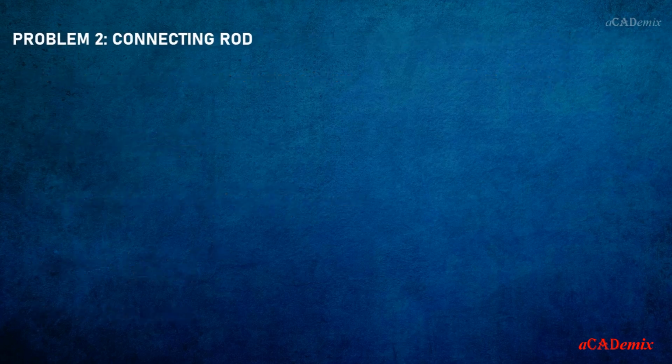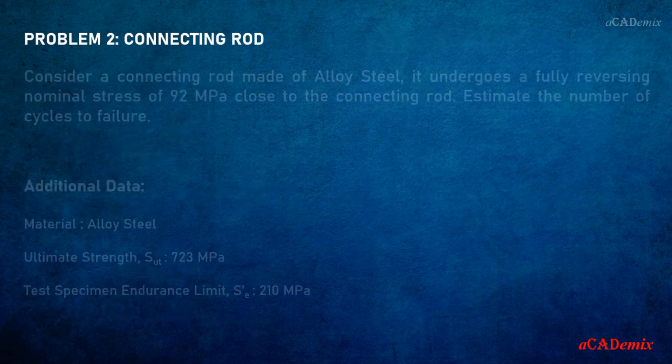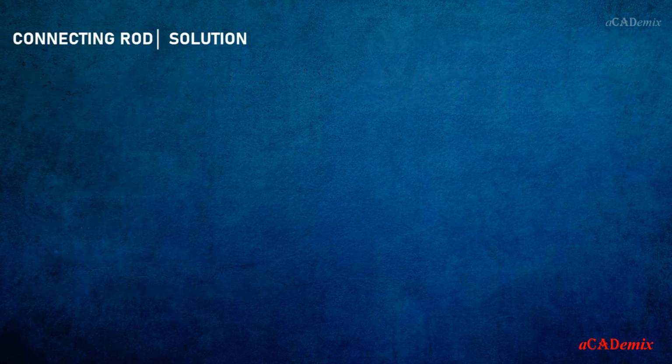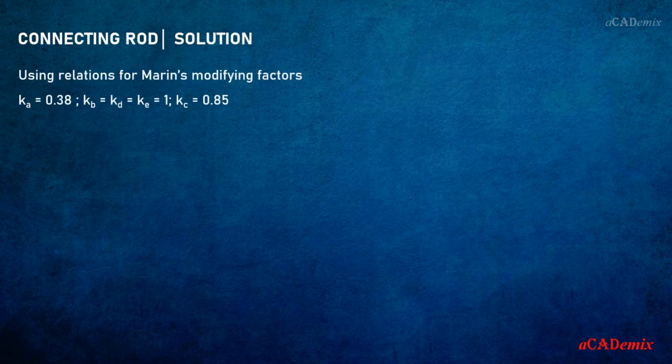Let's go to the second problem. Consider a connecting rod made of alloy steel. It undergoes a fully reversing nominal stress of 92 megapascal close to the connecting rod. Estimate the number of cycles to failure. We have additional data. Material is alloy steel. Ultimate strength is 723 megapascal. Test specimen endurance limit is 210 megapascal. Here we have reversible stress as 92 megapascal.